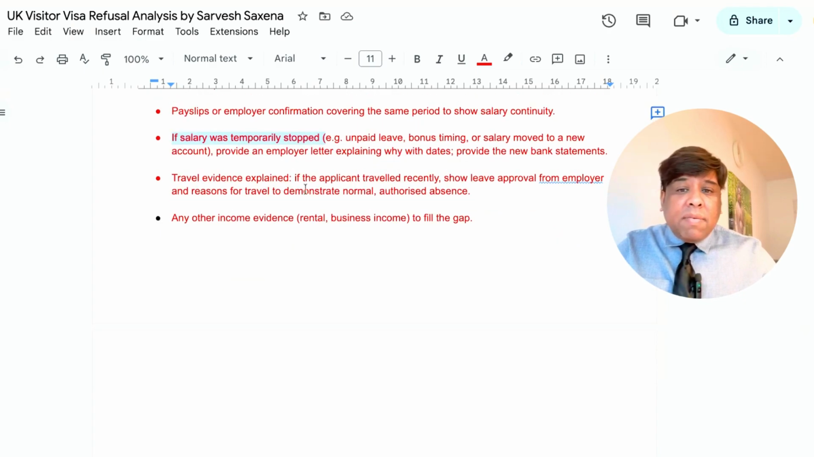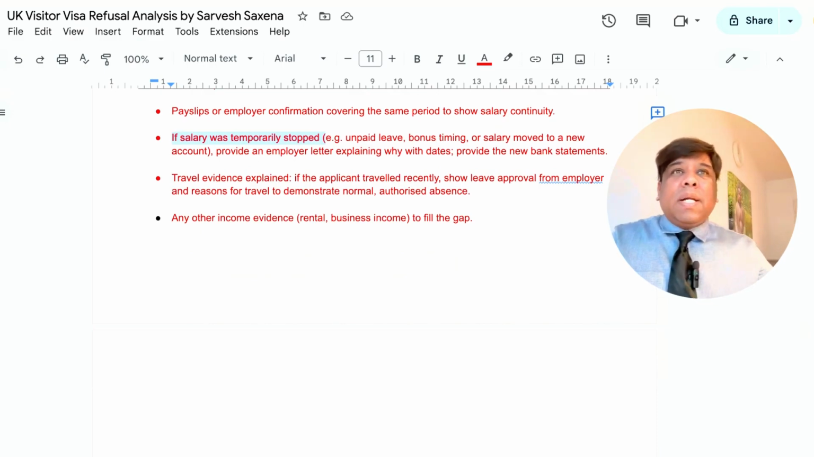If the applicant traveled recently, he should show leave approval from the employer and reasons to travel, authorized absence. Basically, what they're trying to say is that if you went to a Schengen state, say France, then there has to be some evidence that you got your leaves approved. If you're unemployed, then you did not need any approval from the employer. Then you can just state that while I did not have a job, I wanted to travel, so I asked my father to fund my trip for a period of, say, 7 days, because I was stressed and I just wanted to have a nice vacation.